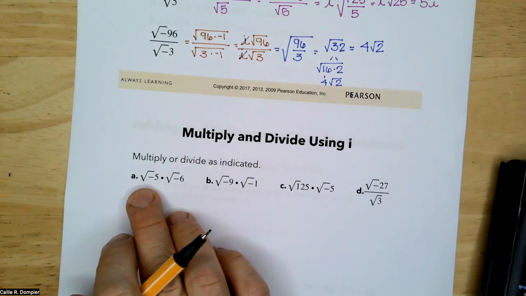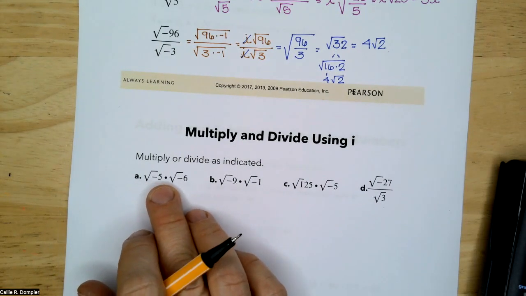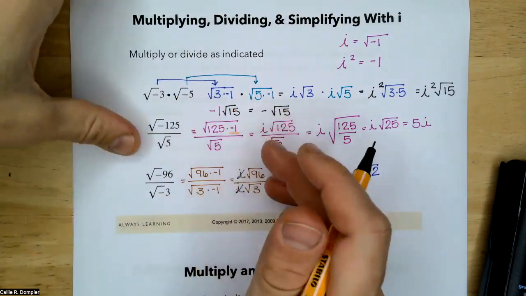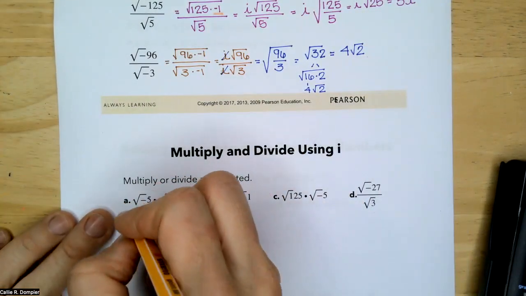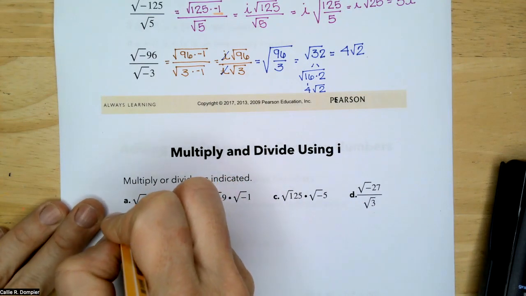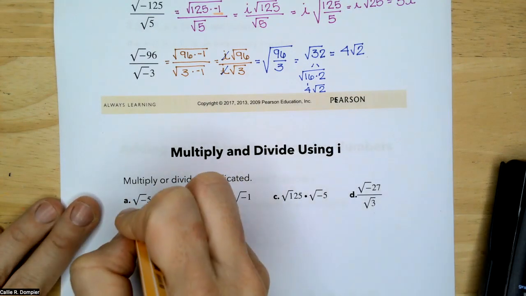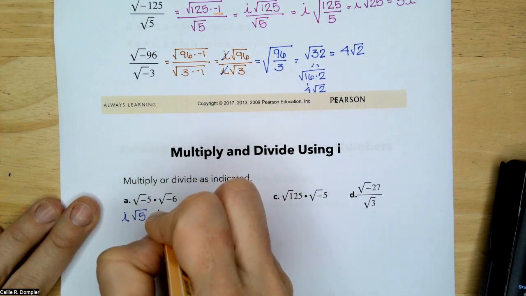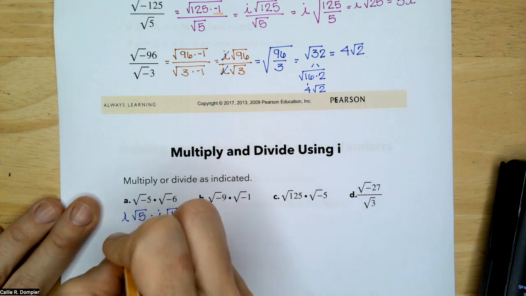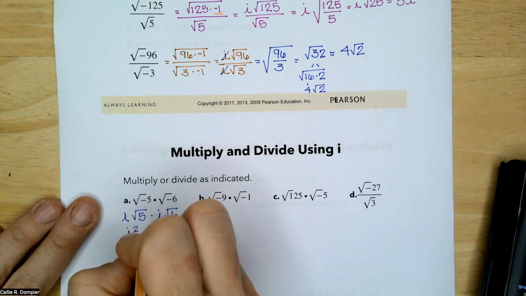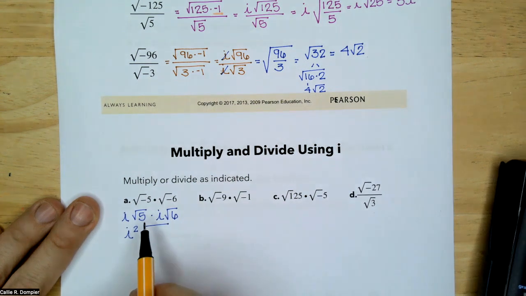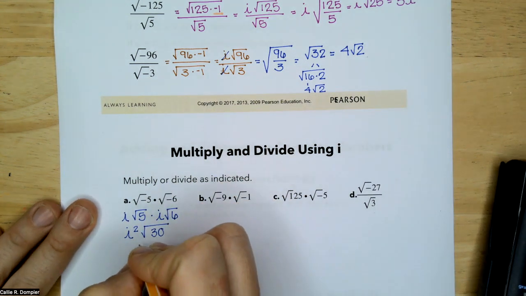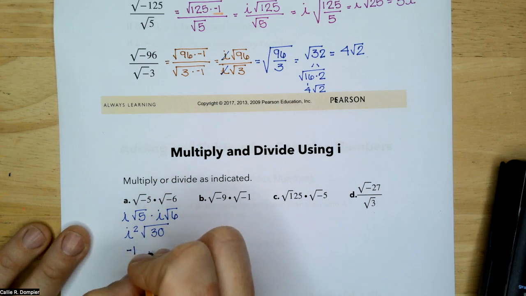Let's do a few more. We have the square root of negative 5 times the square root of negative 6. So just like up here, we took out the i first, and then we multiplied what was under the radical. So the square root of negative 5 becomes, I'm going to skip a step, i square root of 5. The square root of negative 6 becomes i square root of 6. i times i becomes i squared. Under the radical, 5 times 6 becomes 30. i squared becomes a negative 1.